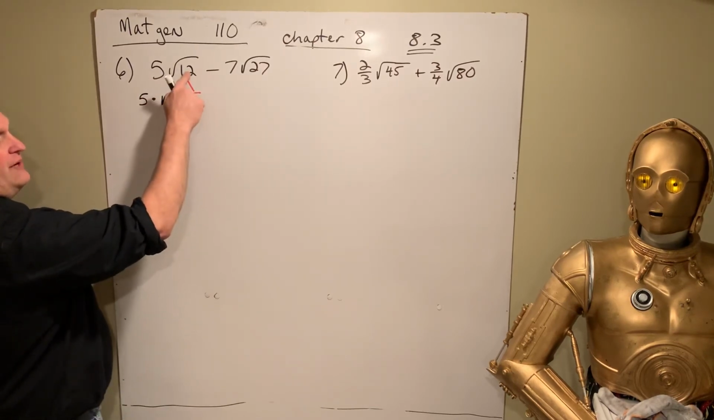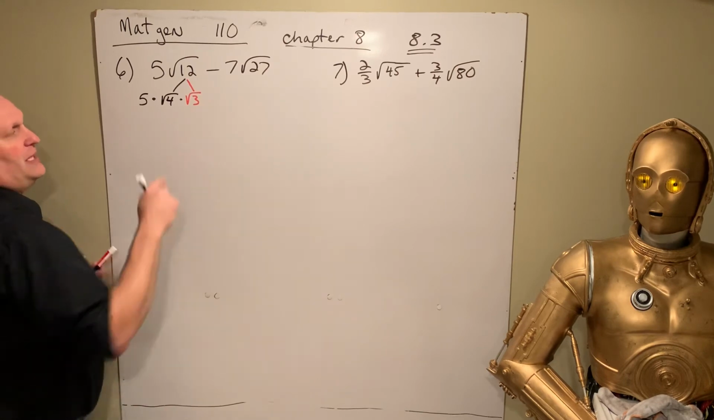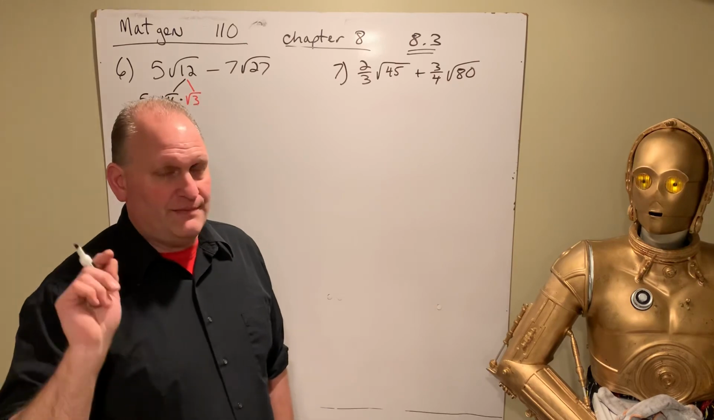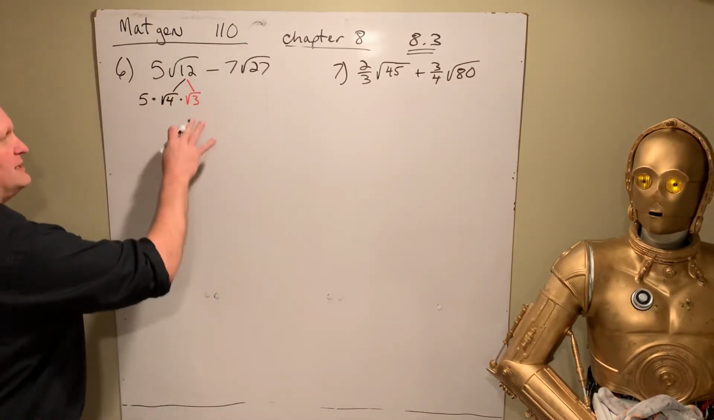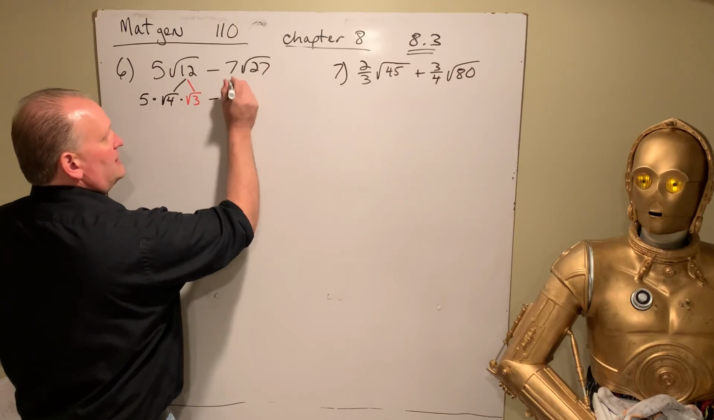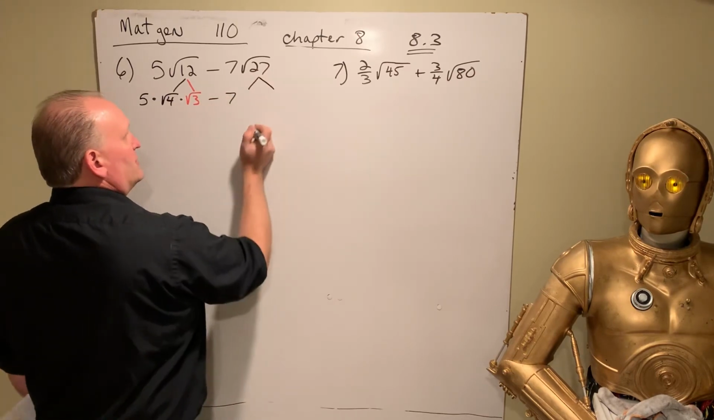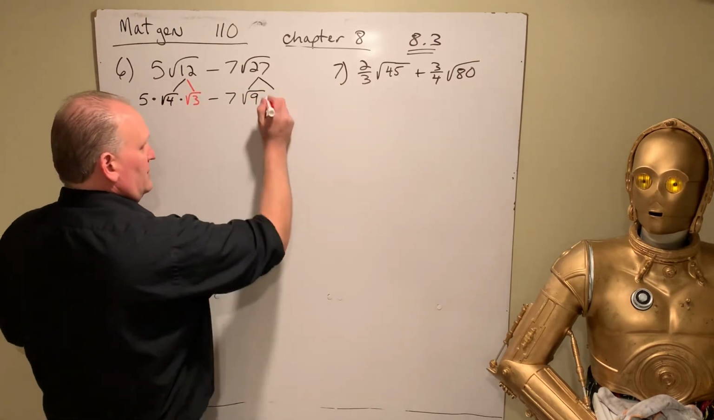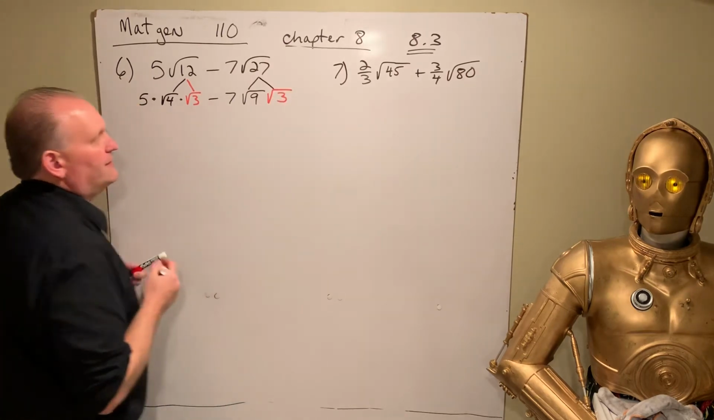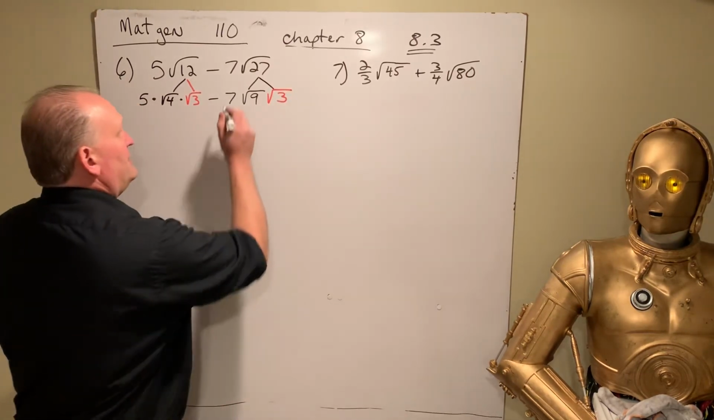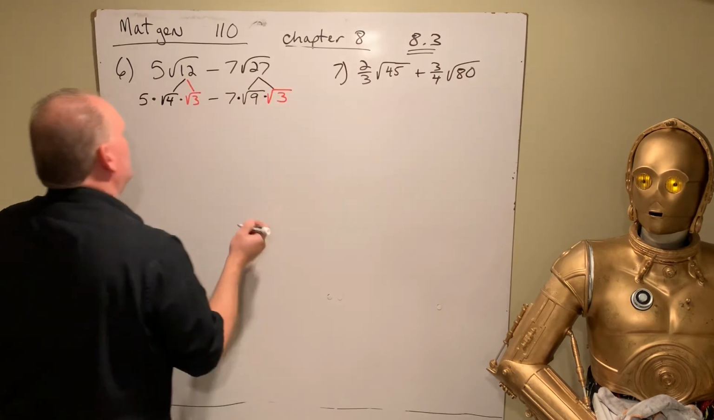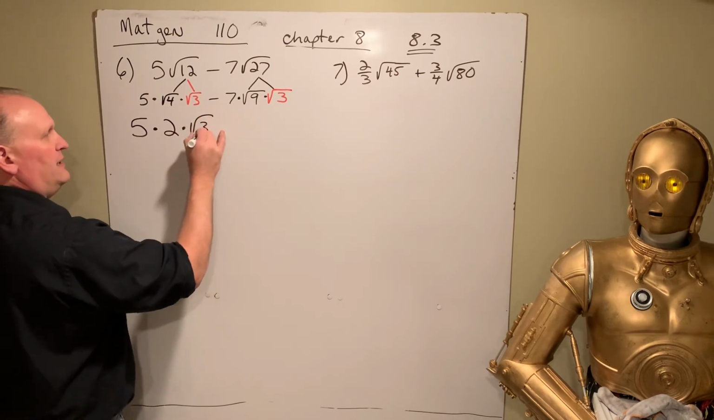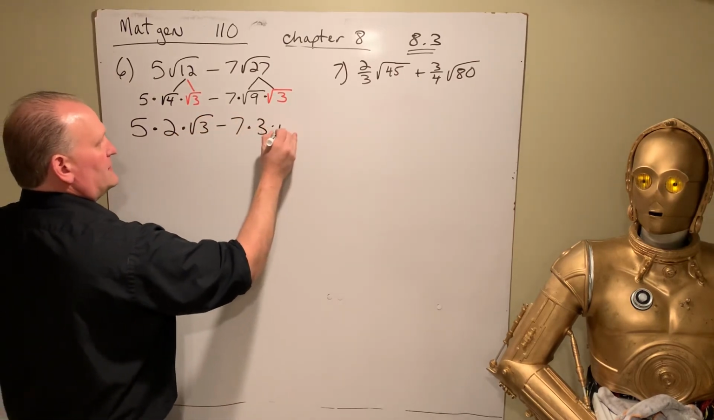So we've broken down the square root of 12 into the square root of 4 times the square root of 3. Now, you don't want to do 6 and 2. 6 isn't perfect, neither is 2. One of them has to be a perfect square when you break them down to simplest radical form. All right, this one is 7. Again, there's a perfect in there, that's 9. And then there's a leftover, that's 3. So we have 7 times the square root of 9 times 3. So now let's work this. We have 5 times 2 times the square root of 3 minus 7 times 3 times the square root of 3.